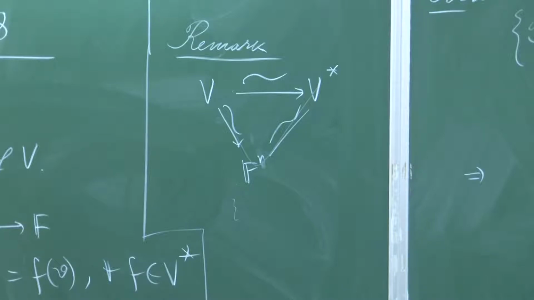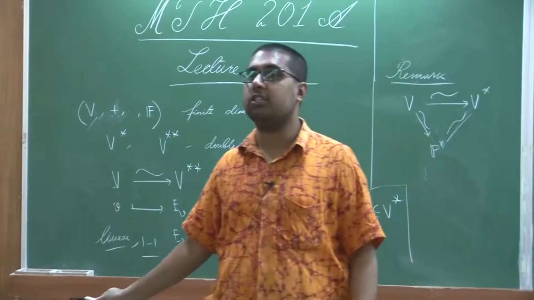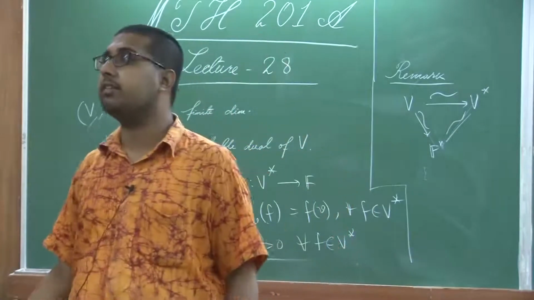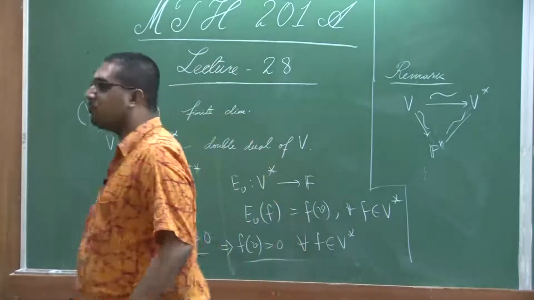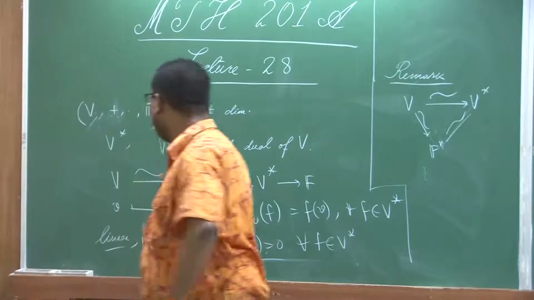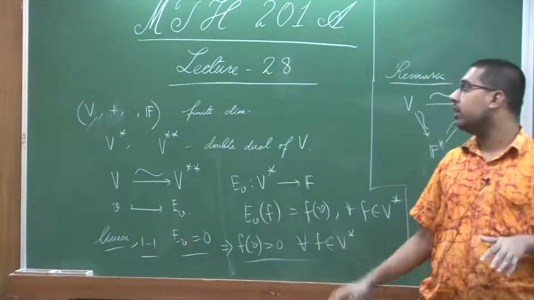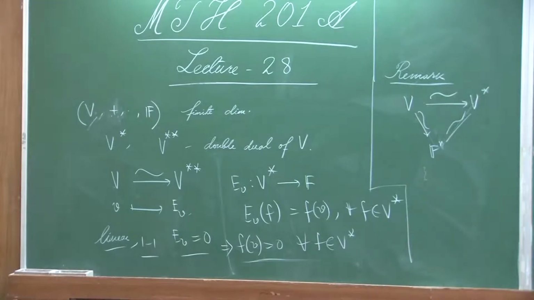But surprisingly, when you compare V and V double star, there you indeed have an isomorphism which does not involve any choice of an ordered basis. Such maps which do not depend upon any choice of ordered basis, we call canonical. So, from V to V double star we have a canonical isomorphism, but we do not have a canonical isomorphism from V to V star, that is the point, okay. So, this isomorphism is independent of the choice of the ordered basis.